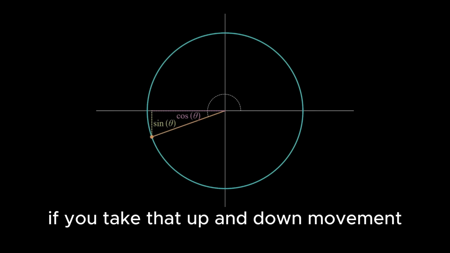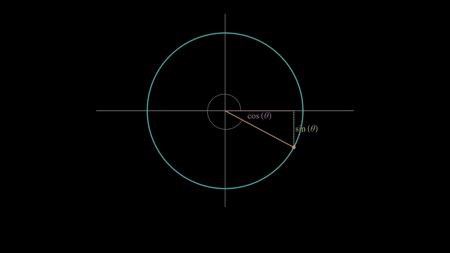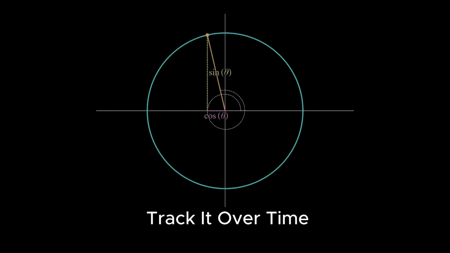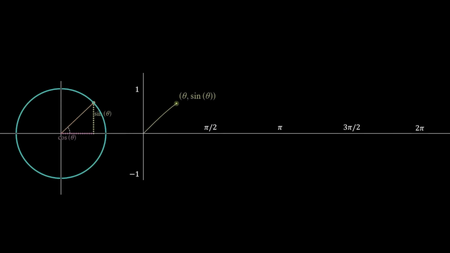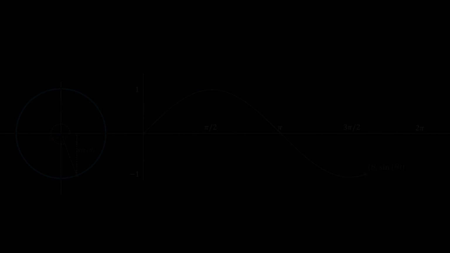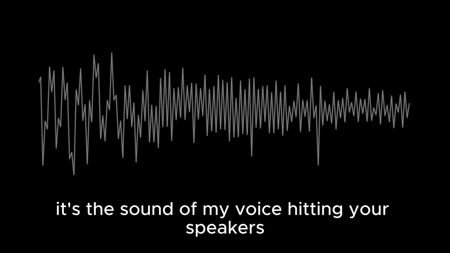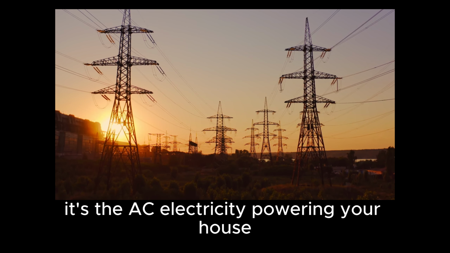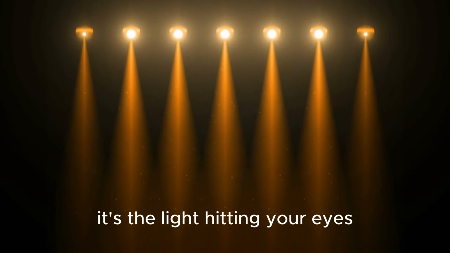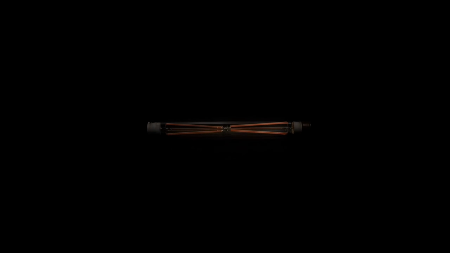If you take that up and down movement, the sine, and track it over time as the circle spins, you don't get a circle anymore. You get this, the sine wave. This wave is everywhere. It's the sound of my voice hitting your speakers. It's the AC electricity powering your house. It's the light hitting your eyes. Trigonometry is literally the language of anything that repeats. Your heartbeats? Wi-Fi signals? The annoying flickering of a fluorescent bulb?